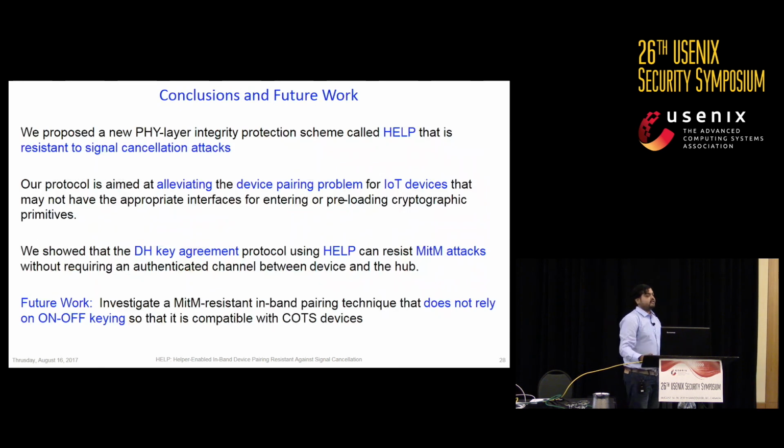Finally, concluding this talk, we proposed a new physical layer integrity protection scheme that is resistant against signal cancellation. Our protocol is aimed to alleviate the device peering problem for IoT devices that may not have appropriate interfaces for entering cryptographic primitives. We then used help to complement the Diffie-Hellman key agreement protocol, which is now resistant against man-in-the-middle attacks without requiring an authenticated channel between the device and the hub.